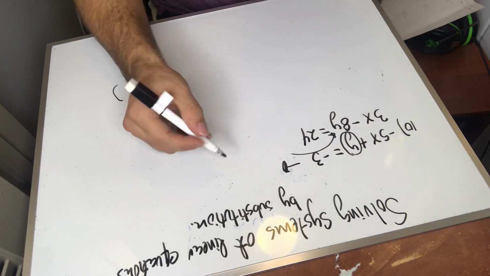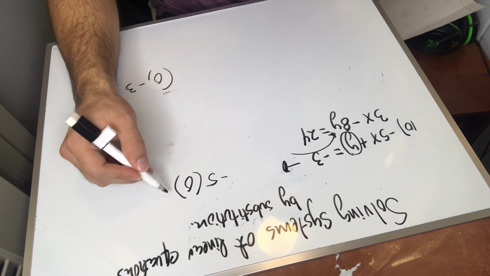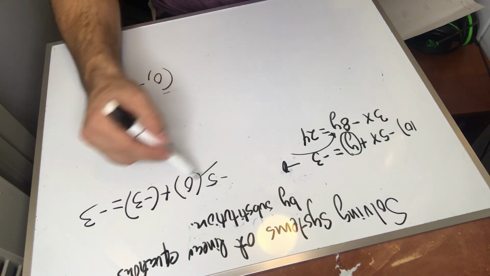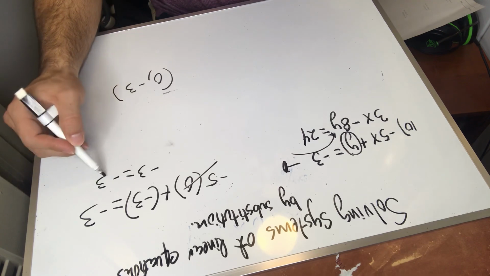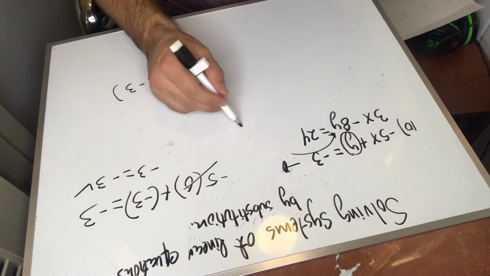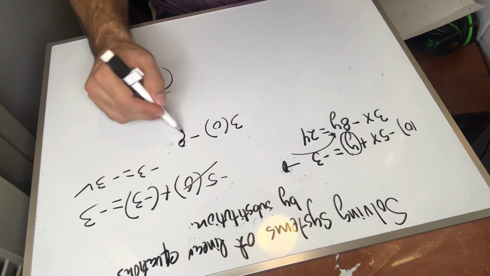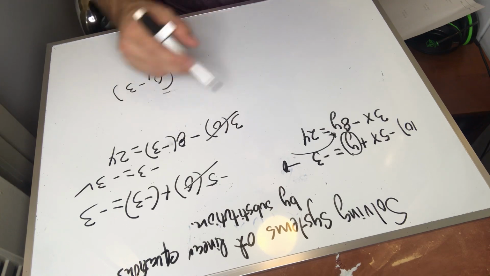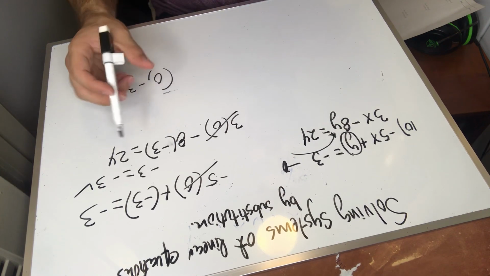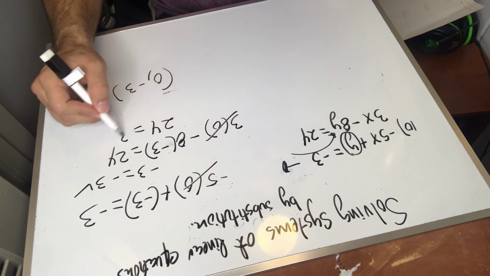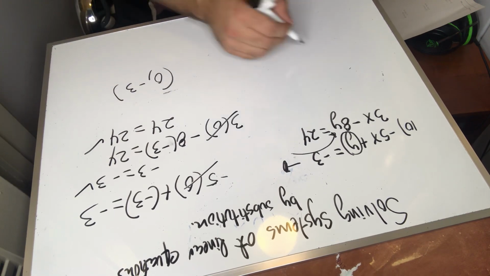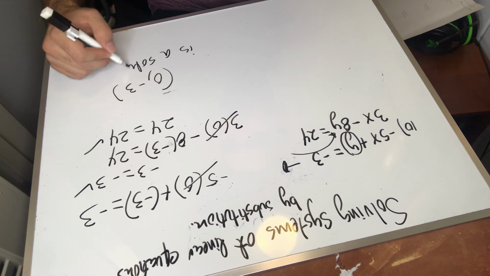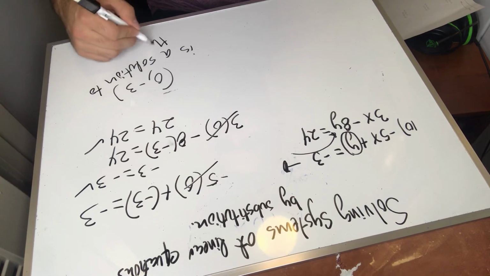So on the first equation I have negative 5 times 0 plus negative 3. Is that equal to negative 3? Well, negative 5 times 0 cancels out, and I'm left with negative 3 is equal to negative 3. Good, it worked. And then on the second one, it will be the same thing. 3 times 0 minus 8 times negative 3 is equal to 24. 3 times 0 cancels out. Negative 8 times negative 3, that's positive 24. And 24 is equal to 24. Therefore, 0 comma negative 3 is a solution to the system of equations.